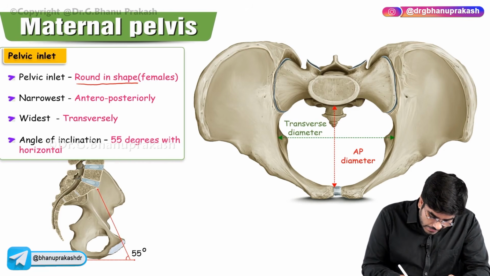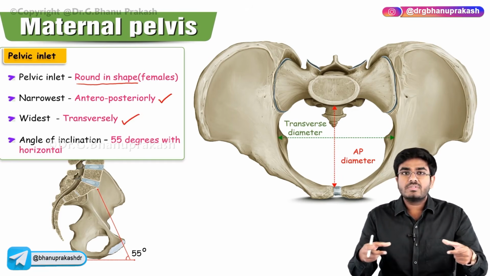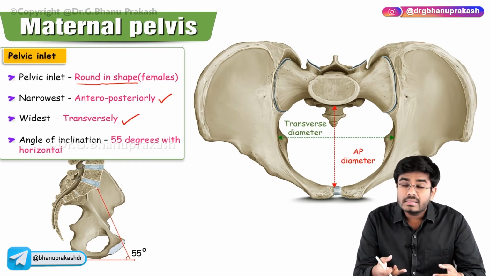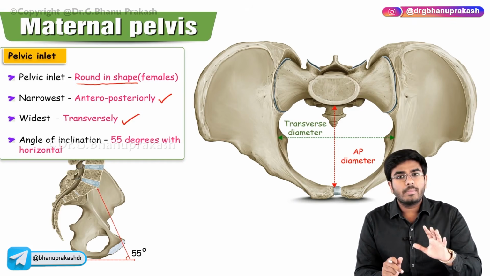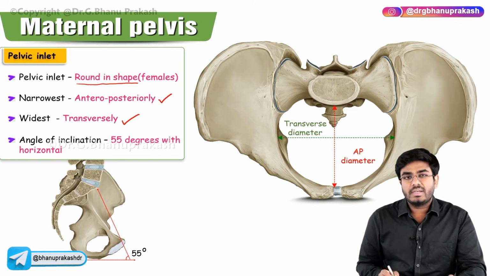It is narrowest antero-posteriorly and widest transversely, which means the transverse diameter is greater than the antero-posterior diameter. Those diameters we'll discuss. Okay, don't worry, we will discuss. Now, what is the angle of inclination?